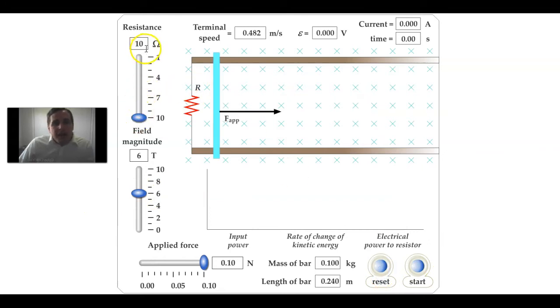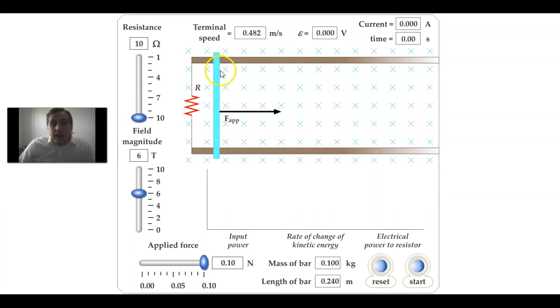Remember, 10 ohms is a modest resistance, 6 Teslas is a huge magnetic field, and then 0.1 newtons is a modest force. Notice that these are reasonable values. 100 grams, which is 0.1 kilograms. Length of the bar is 24 centimeters, so 0.240 meters. So anyway, these are very reasonable numbers, which this could possibly be done in a laboratory experiment.